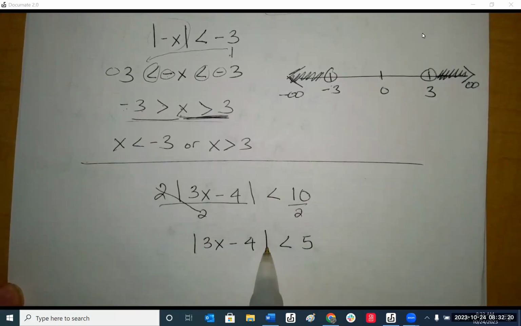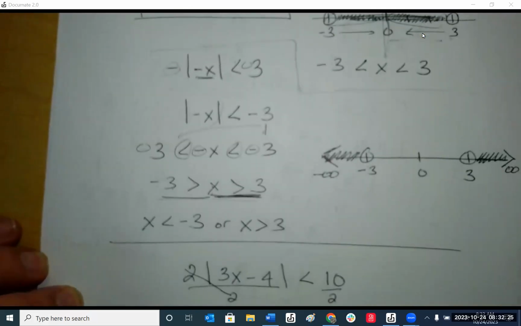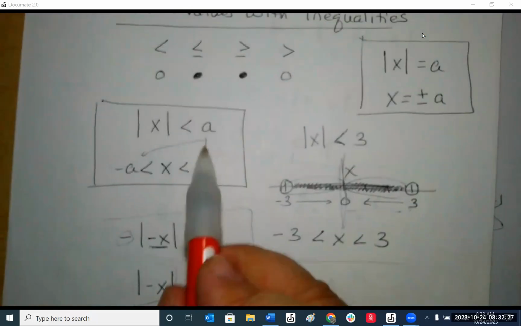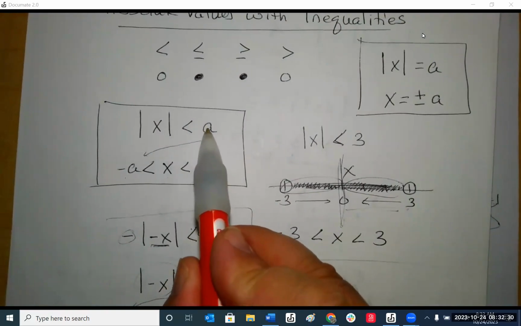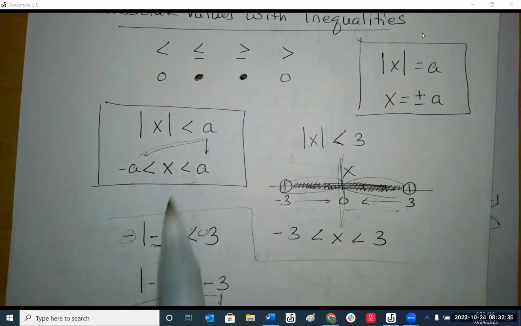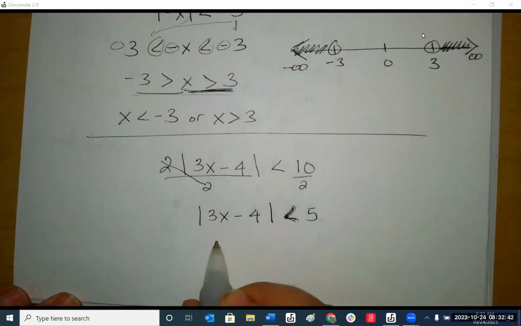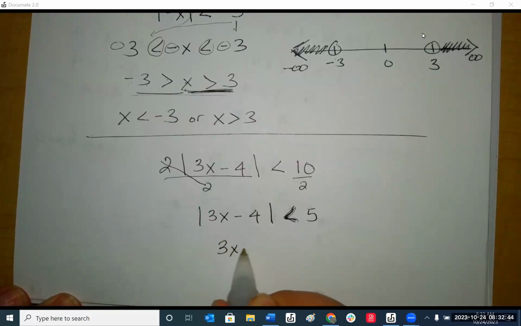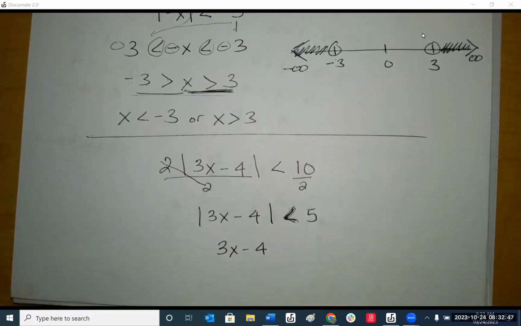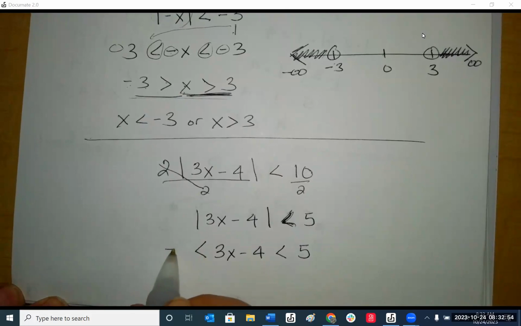If we drop the absolute value, since it's less than, that means this A, bring it down, and then the opposite of it goes the other side. So we use that formula. So when we drop the absolute value, this one just brings straight down. And on the other side, it becomes a -5.